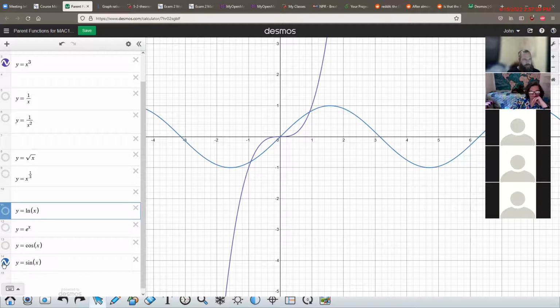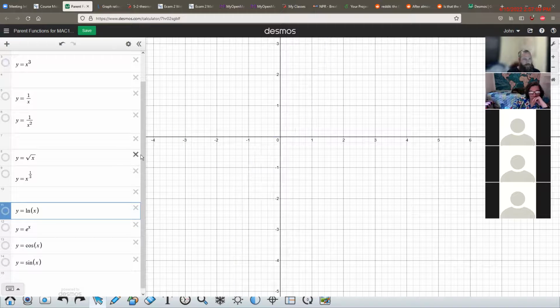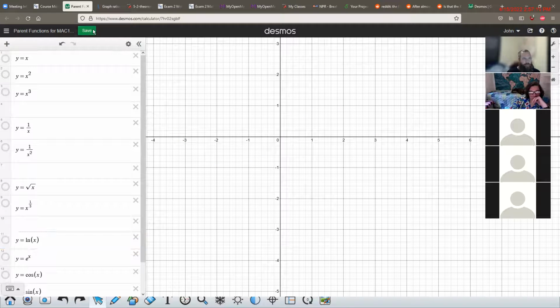Real quick, save and replace this. So the sort of things I might ask you to, oh no, that one says that's supposed to be MAC 11. Goddamn it.